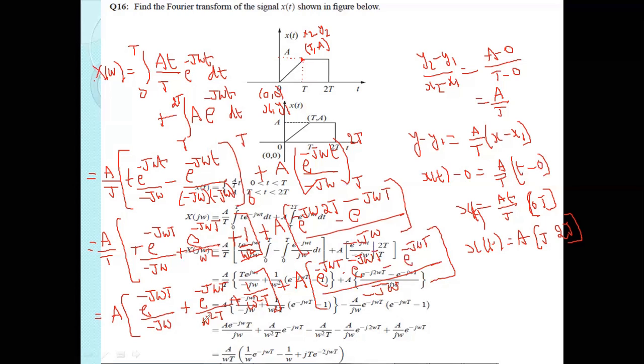And e power minus j omega t by omega square. Either multiply that by a, or take the a as common in both terms. A into e power minus j omega t by j omega, and e power minus j omega t, a into omega square by t, minus, here it is a plus only, my dear students. The value is a plus a by omega square into t.